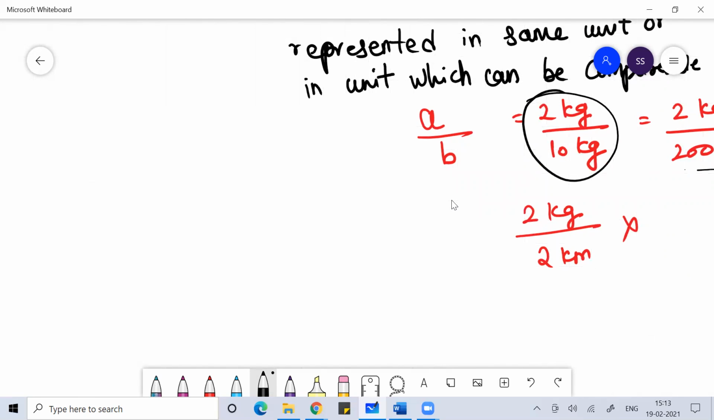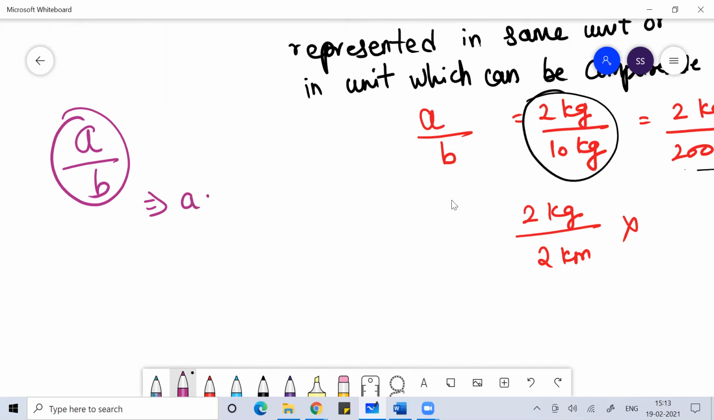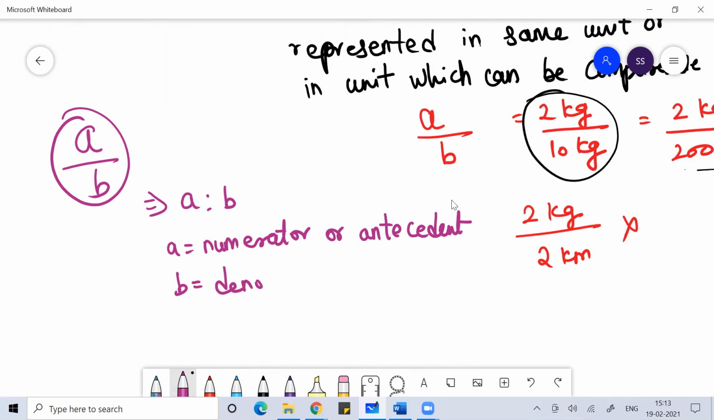Now, whenever we talk about A by B, two variables are there, A by B, or it can be called A is to B. Here A is called the numerator, or another name of numerator is antecedent, and B is called the denominator, or another name of B is consequent. So understand A by B.